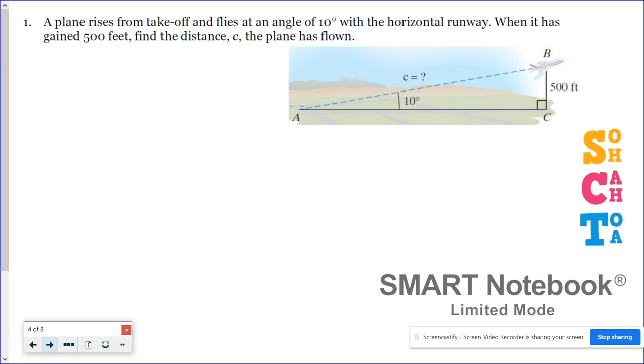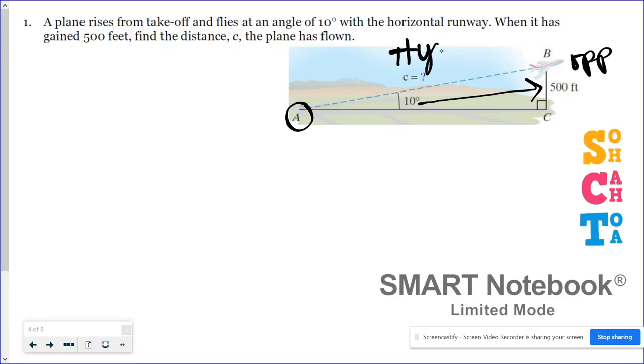In this problem, since we know that angle A is 10 degrees, what else do I know? Well, I know the side opposite angle A is 500. What do I want to know? Well, I want to know this hypotenuse, because the hypotenuse is representing the distance the plane has flown. So what do I know? I know the opposite. What do I need to know? It's the hypotenuse. How can I find it? Well, sine is the ratio that relates the opposite and the hypotenuse. So that's what I'm going to use.